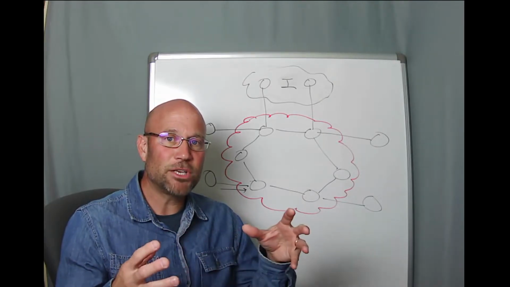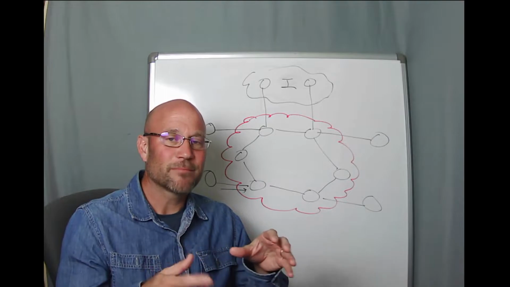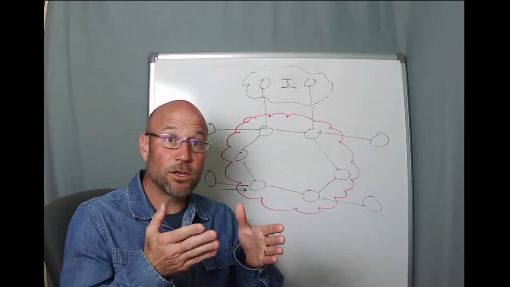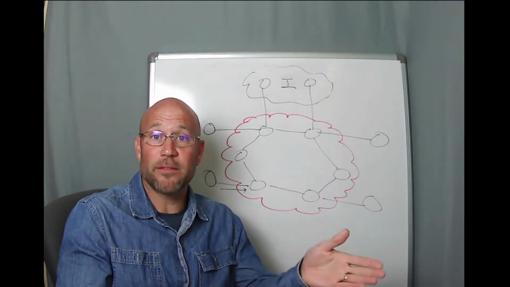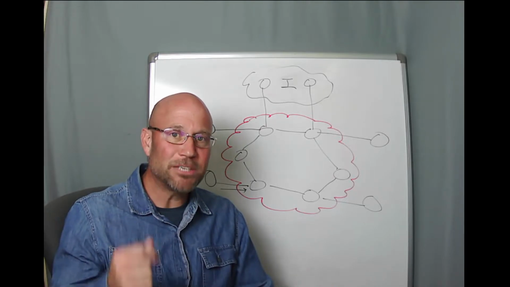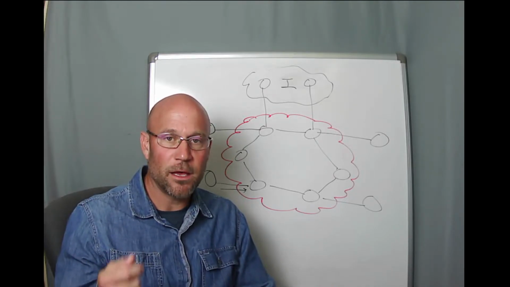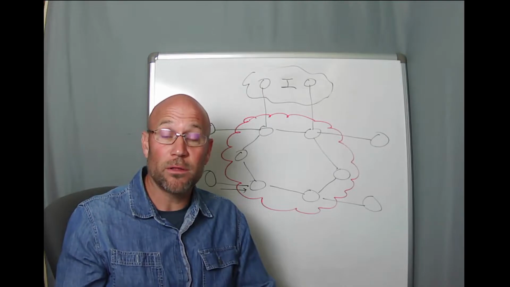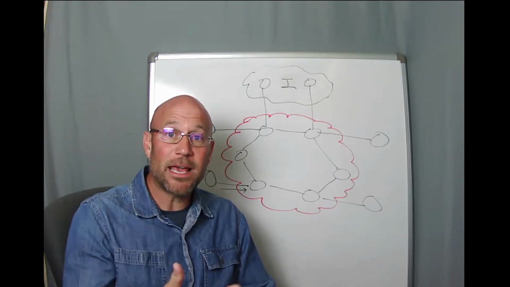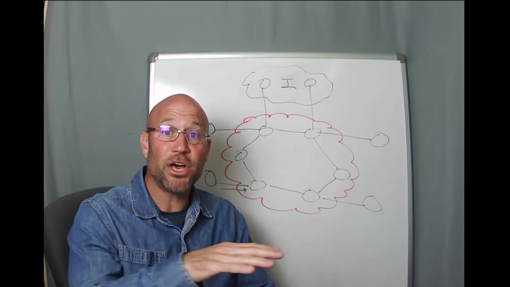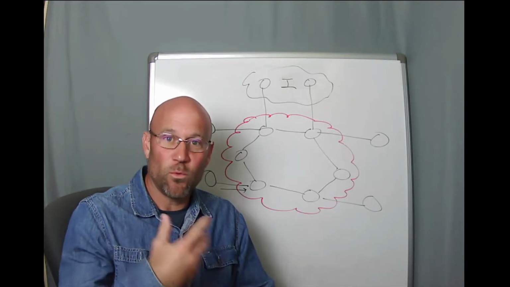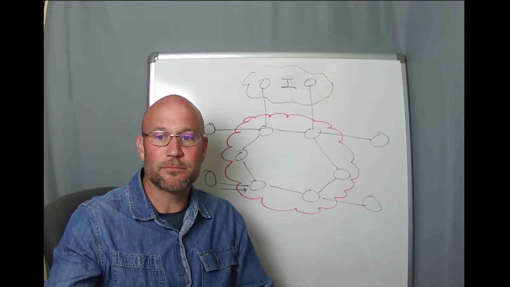MPLS is as much an encapsulation, a shim header that causes traffic to be forwarded based on that shim header, as much as it is a control plane thing whereby we need a protocol to advertise those labels so that the MPLS nodes know what to do with it when that PDU arrives.